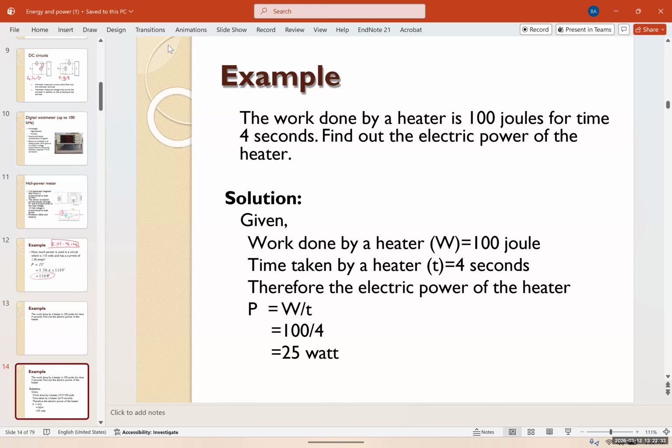So given the work done by the heater is 100 joules, the time taken by the heater is going to be 4 seconds. Therefore, the electric power of the heater would be P is equal to W over T, which is 100 over 4, 25 watts. Easy as that.